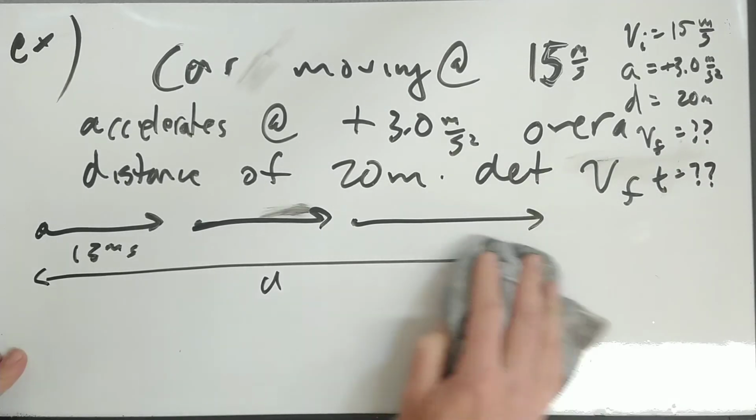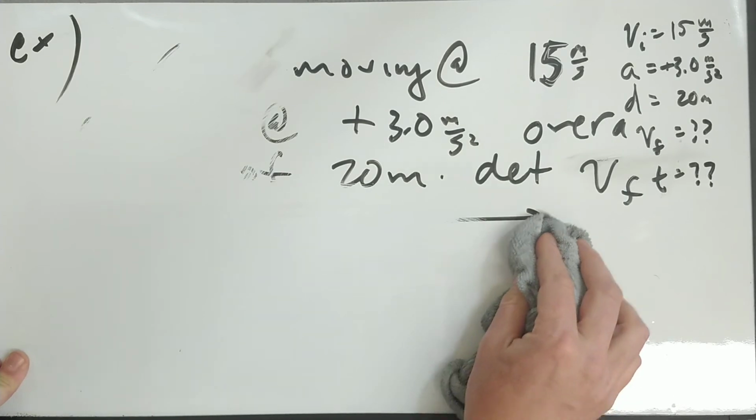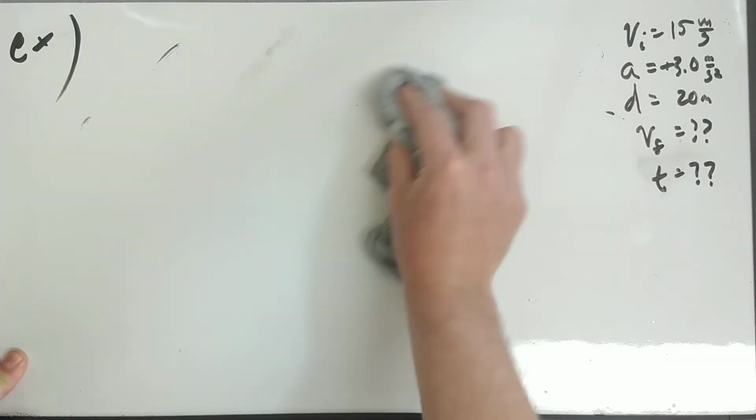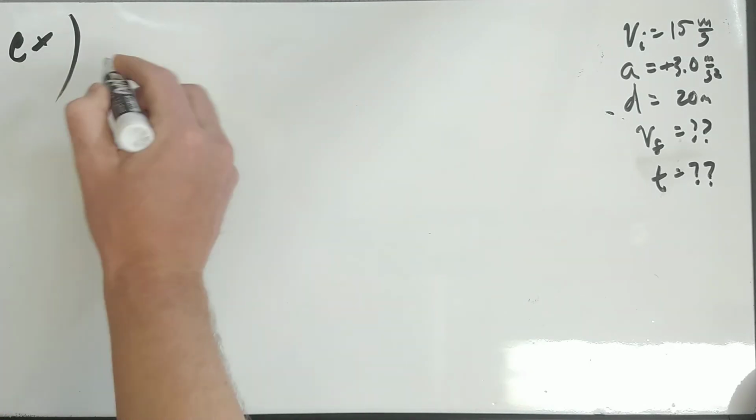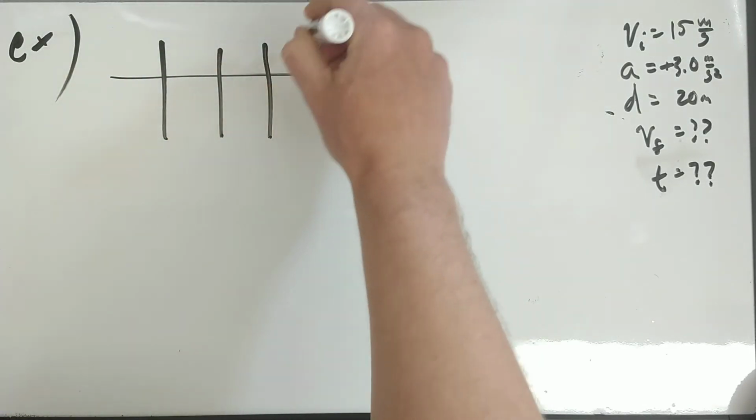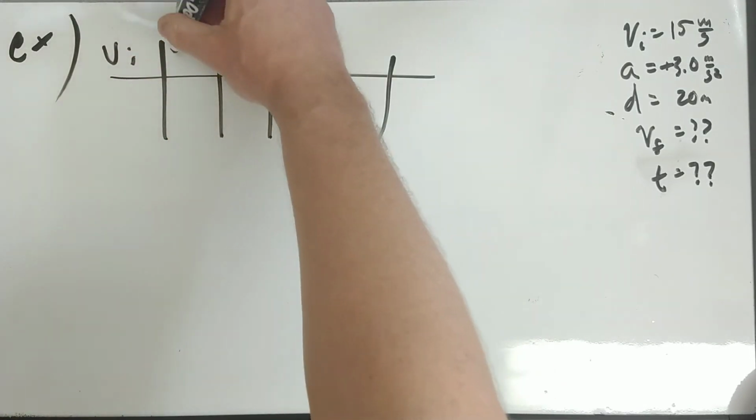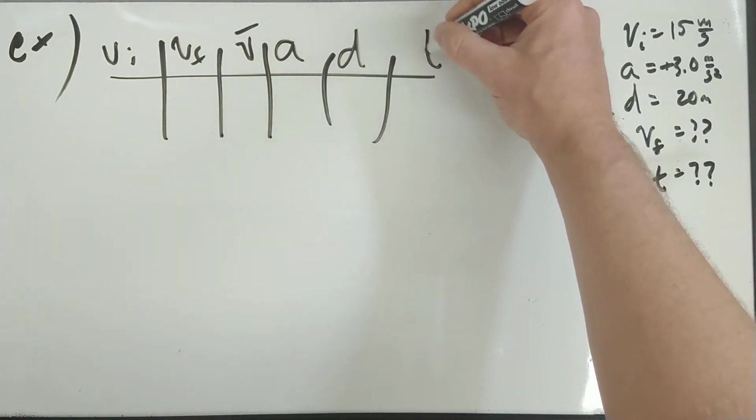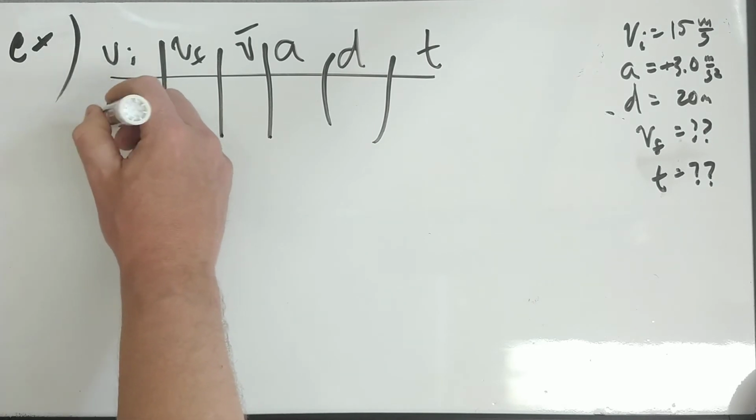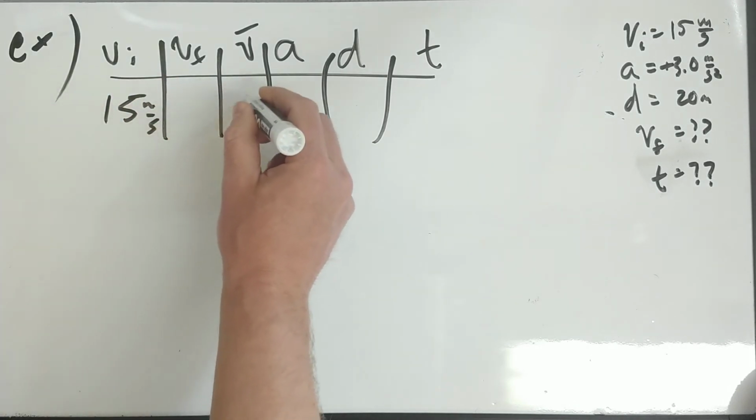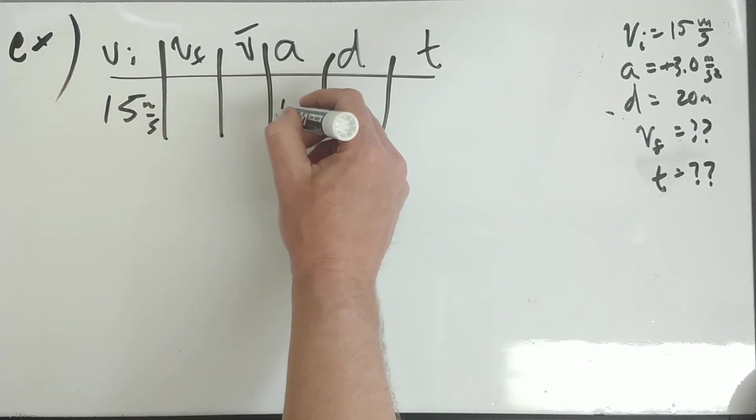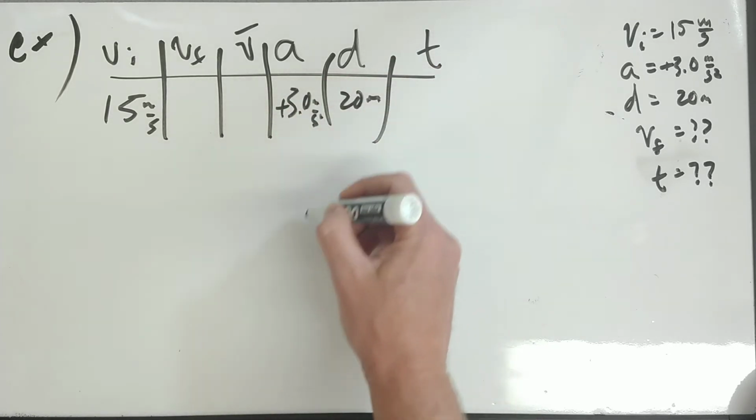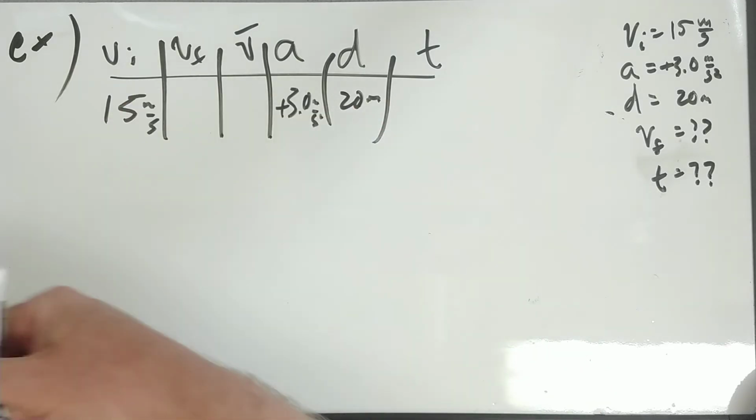Now, there's another way of drawing this, organizing this, that I like to do as well sometimes. 1, 2, 3, 4, 5. V initial, V final, V average, acceleration, displacement, and time, right? So V initial is 15 meters per second. VF we don't know. V average we don't know. Acceleration plus 3.0 meters per second squared. Distance 20 meters. And so on.